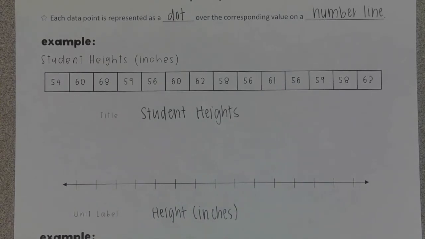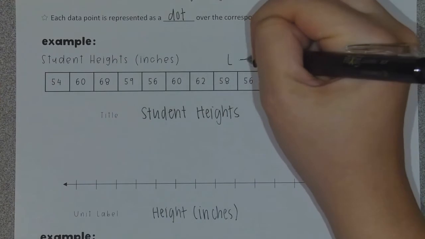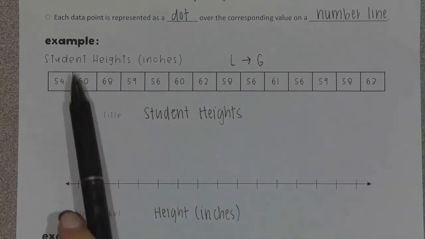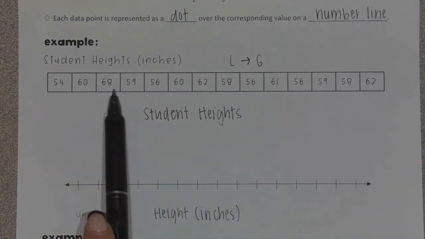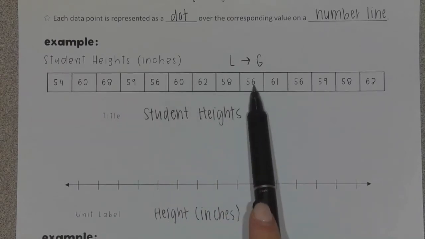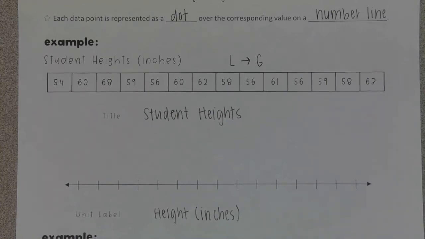Now, before we start making our dot plot, we want to put our numbers in order from least to greatest. We want to make sure our data is ordered. So I'm going to just quickly read through our data to make sure we understand what numbers we have. So we've got 54, 60, 68, 59, 56, 60, 62, 58, 56, 61, 56, 59, 58, 63.